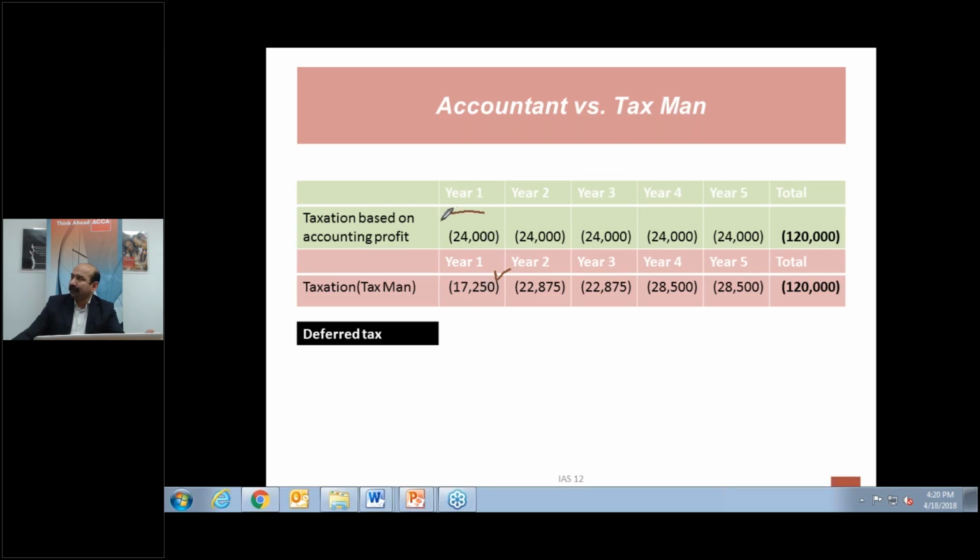But in fact, you know that our tax expense should be 24,000. So again, just recall the accrual concept. Forget about the word defer. Just recall the accrual concept. If you have an expense of 24,000, but in fact you are paying only 17,250, it means you are paying less than your expense. The difference will become your liability. So can I say it is a liability? Of course. What is the difference?